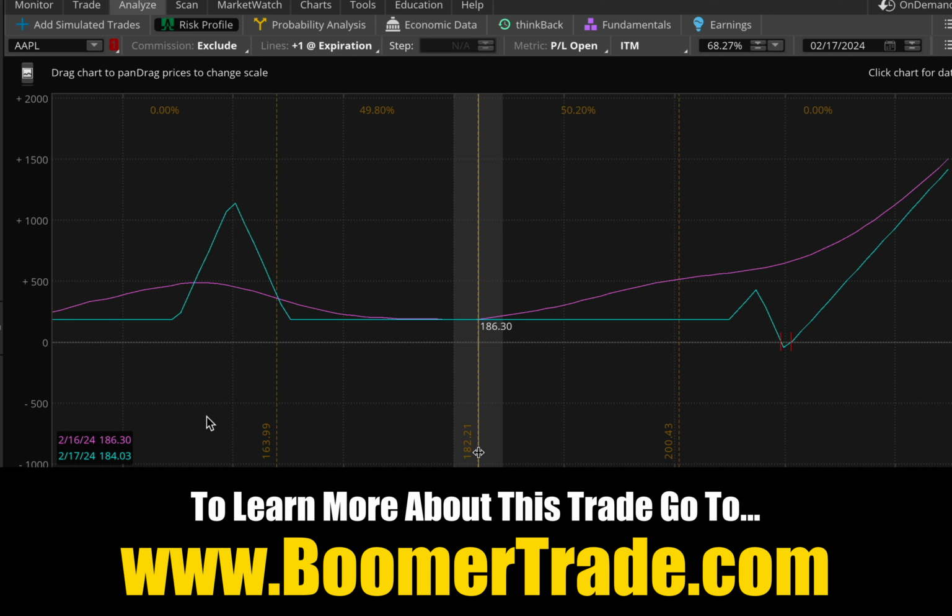So anyway, a couple weeks back after Conrad showed me this, I decided to go ahead and put on a couple of these trades in a real money account. And this is the first one I put on. So this is one on Apple.